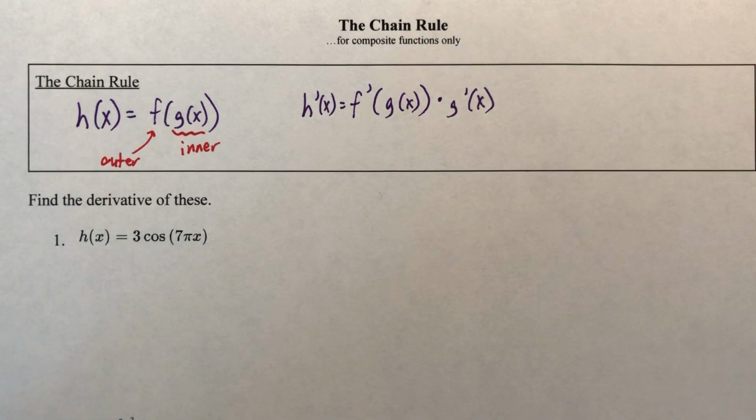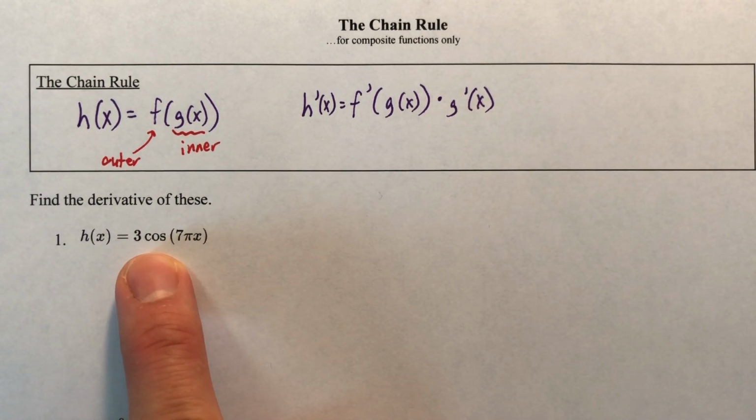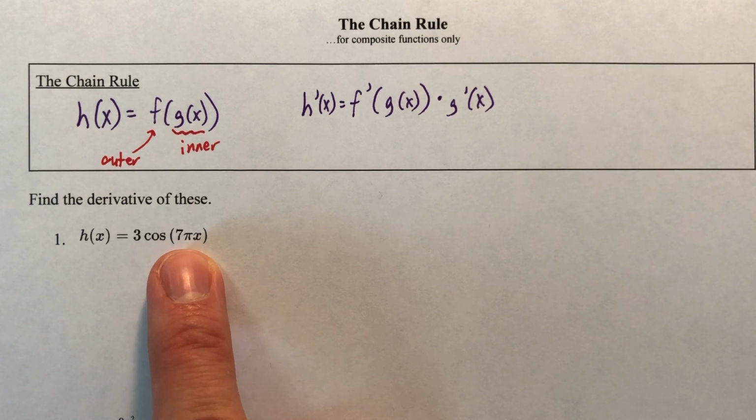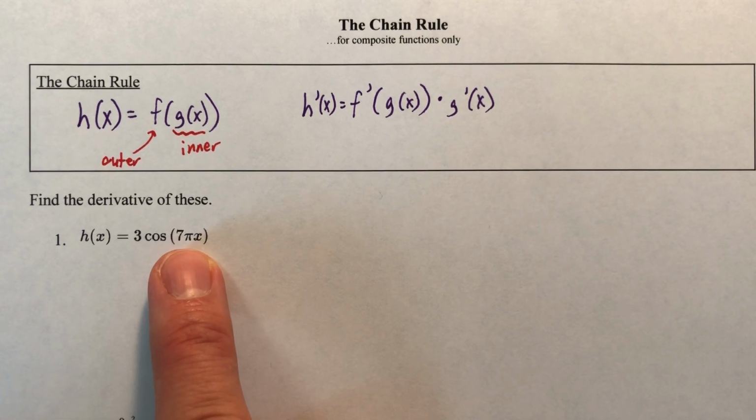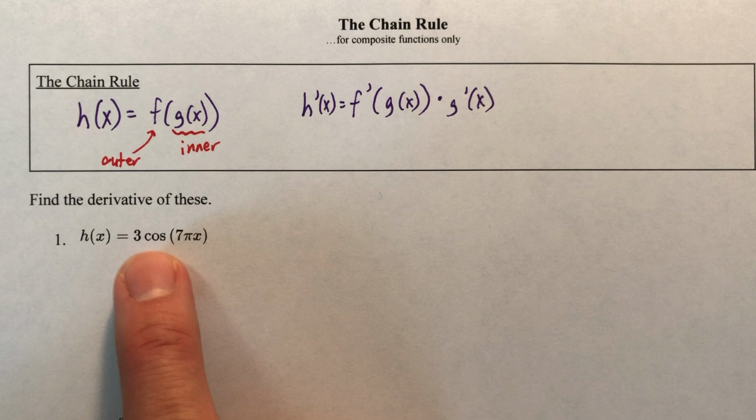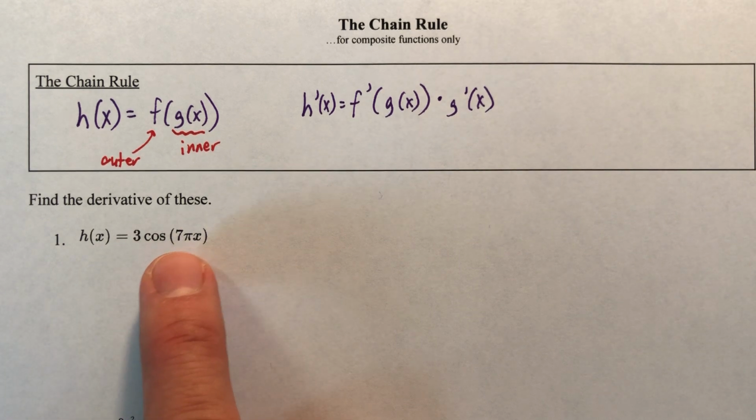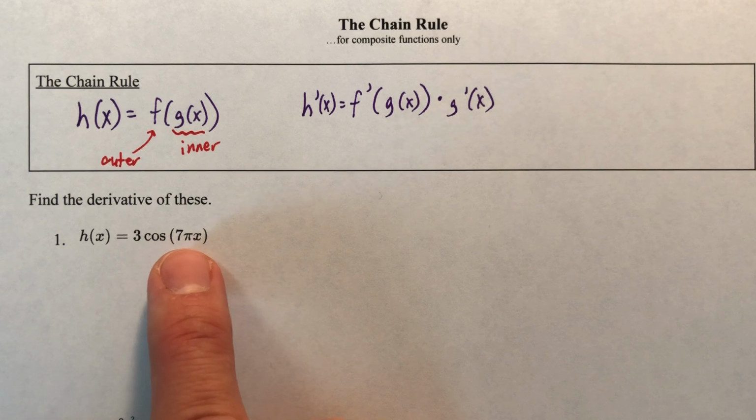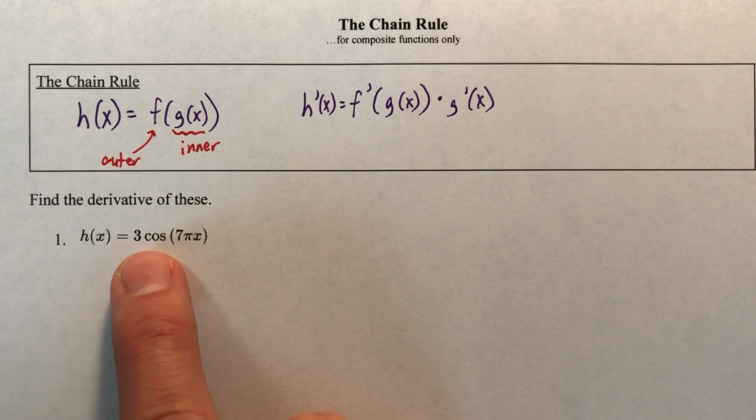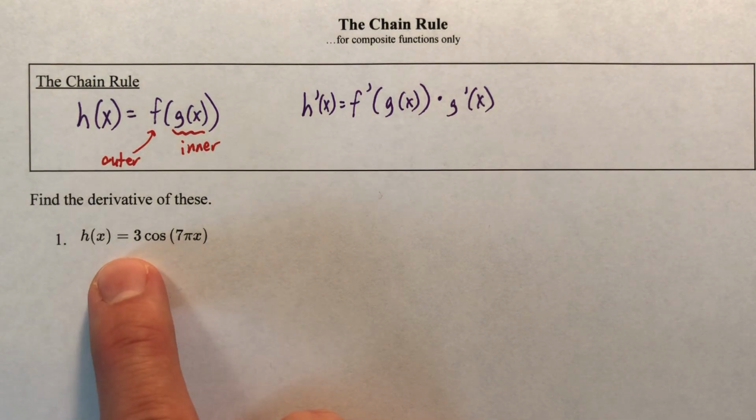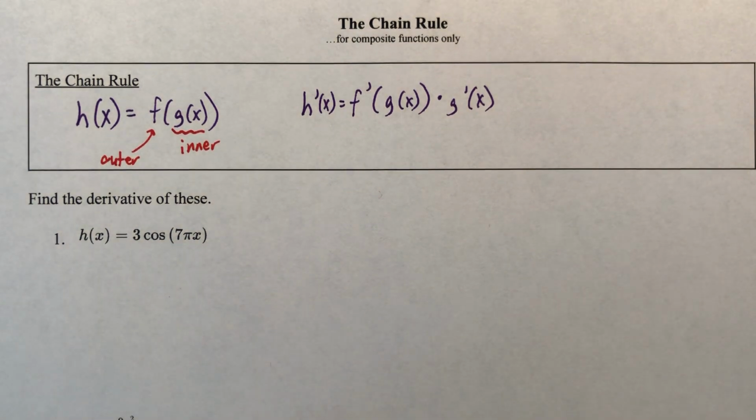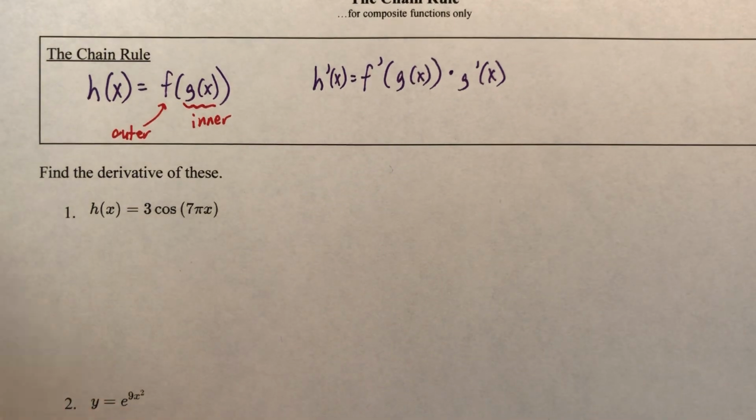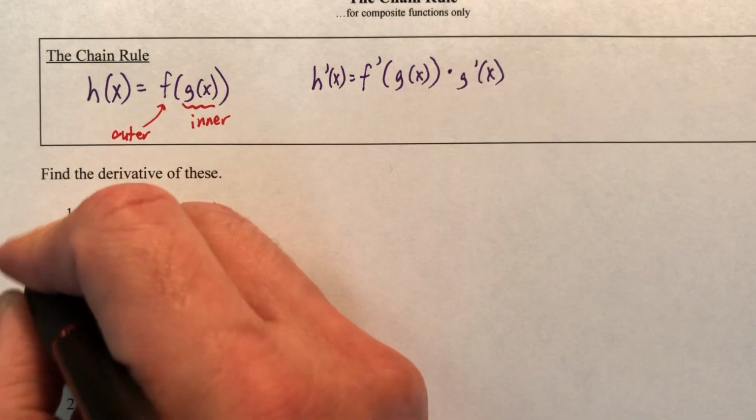So noticing that this is obviously not division, quotient rule is out, and it looks like multiplication, but it's not. This is not 3 cosine times 7 pi x. This is 3 times cosine of 7 pi x. And don't let the 3 times make you think that we're going to use the product rule with the 3 and the cosine. You could, but then you run into zeros and it's just not worth the trouble. So let's not. This is going to be a chain, because that's what the lesson is.